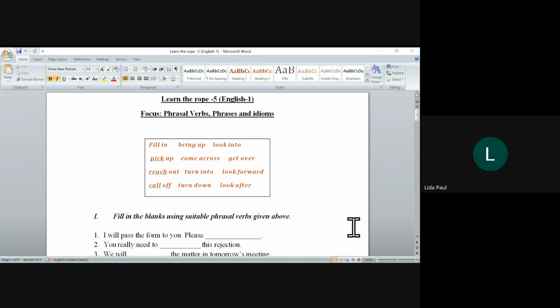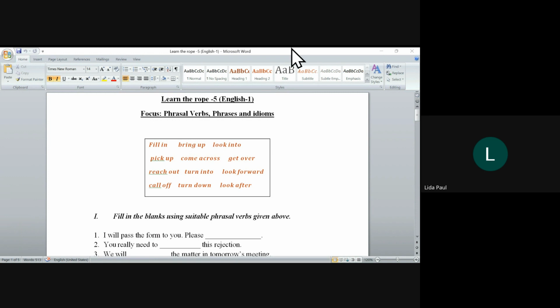Call off. Look at this phrasal verb. What is the meaning of call off? I've told you. Call off something would mean? Ma'am, some event is not going to happen, or yeah, cancel. Correct, right? Call off means to cancel something.